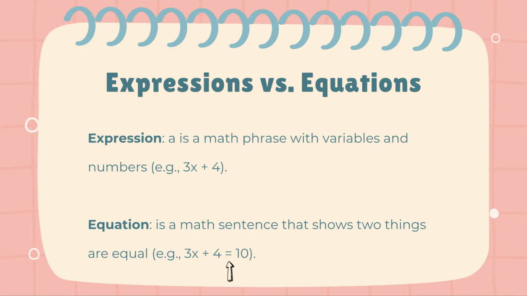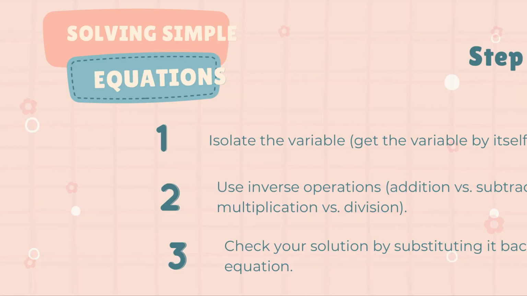It's very important to understand the difference between expressions and equations. An expression is a math phrase with variables and numbers, whereas an equation has variables and numbers, but there's an equal sign. So when you hear the word equation, I want you to think that that sounds like the word equal. So an equation has an equal sign.